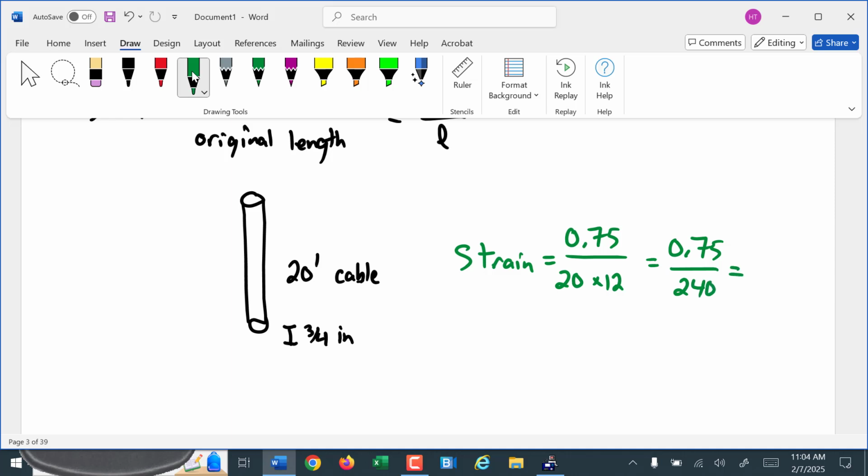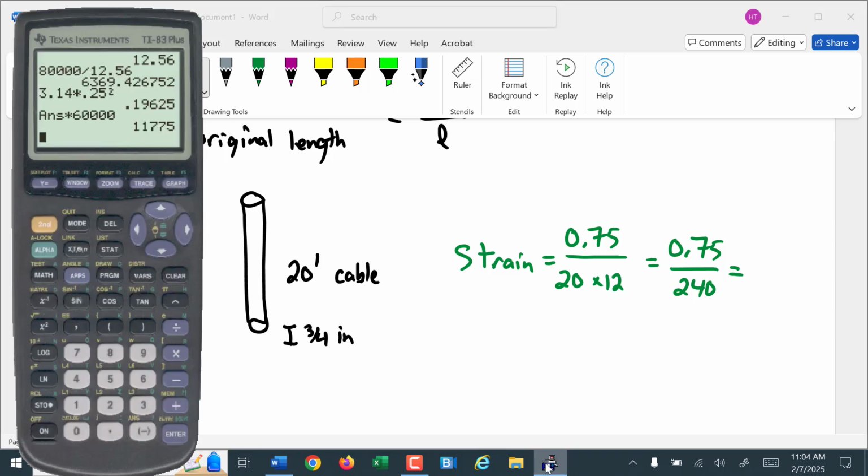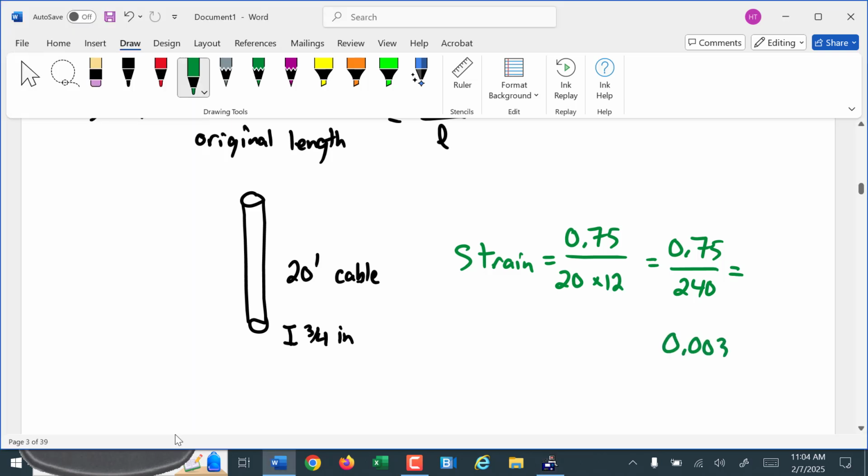So the units are going to be inch per inch, or usually they just don't put a unit on the strain. So 0.75 divided by 240, and it always ends up being a really small number, 0.003125. That is the strain. So what that is, is the elongation per inch of length.